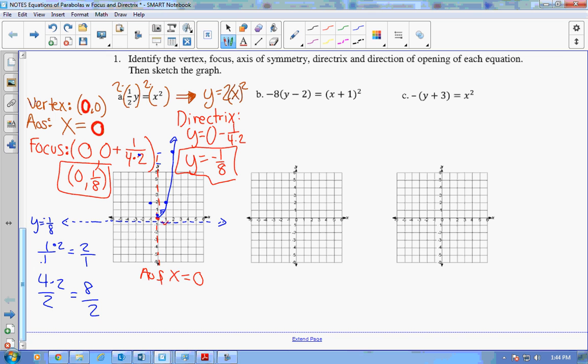Is the focus inside of the parabola? Yes or no? Yeah. Our graph's kind of small, but it's inside, which is what it's supposed to be. Okay? We're just going to do number 2, and then we're done with this, and then we will do the easy thing. Any questions on number 1? Graphing that and finding focus and directrix are the new pieces.